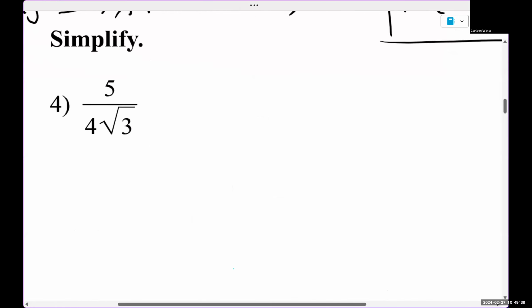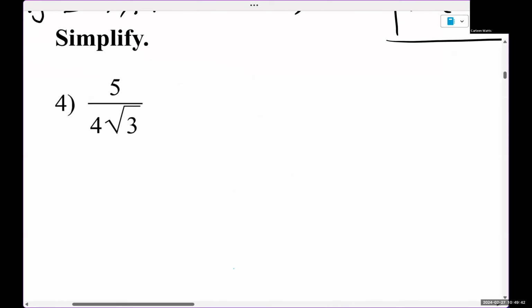Okay, number 4. Simplify, no radicals in the basement. So I multiply. Now, whatever I multiply by needs to be a form of 1. So it needs to be the same thing on the top as it is on the bottom. So what's going to go inside the square root sign? 3? All right. So rad 3 over rad 3. That is going to get rid of the square root on the bottom.